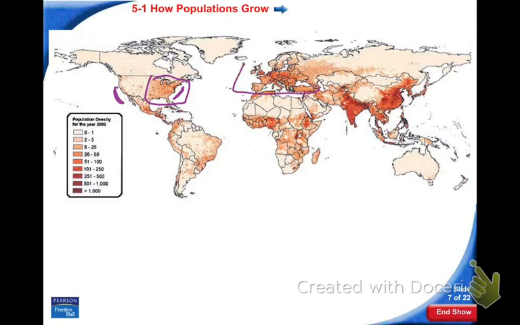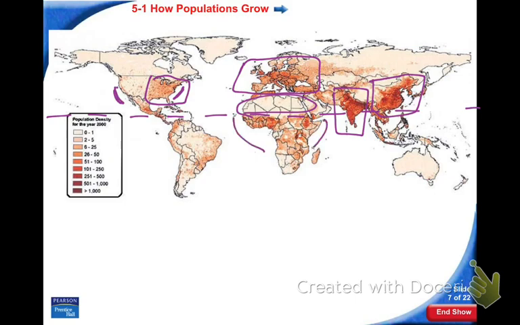If you look at how densely populated Europe, India, and China are, it's no wonder those are our most densely populated countries in the world. Here it's interesting. Here's the equator. The equator goes right about here. It's really interesting. Why aren't there a lot of people up here? Well, it's because it's a desert, not a lot of resources.